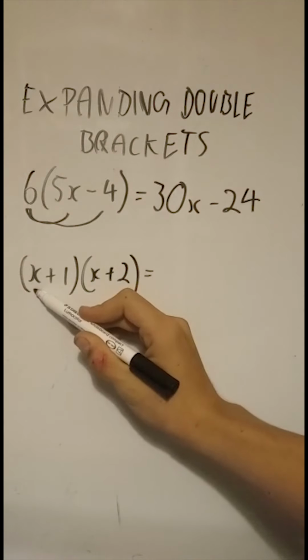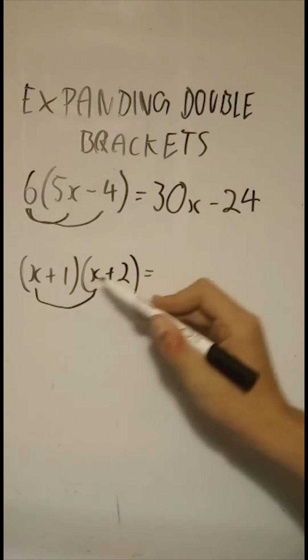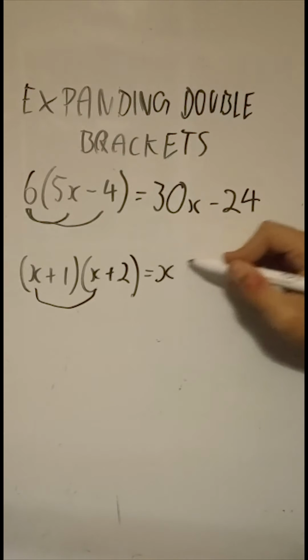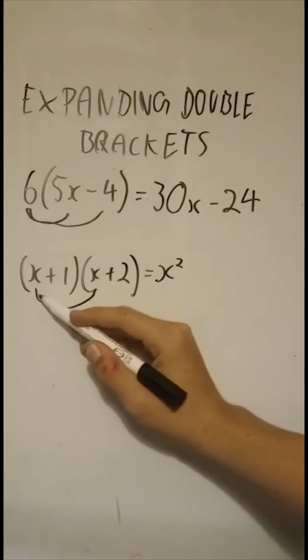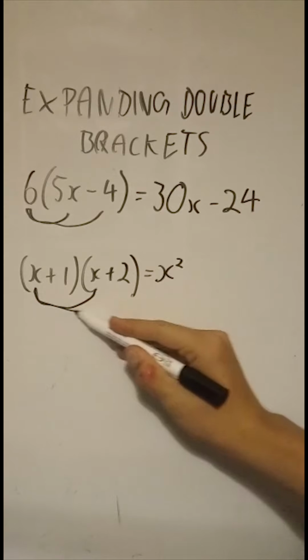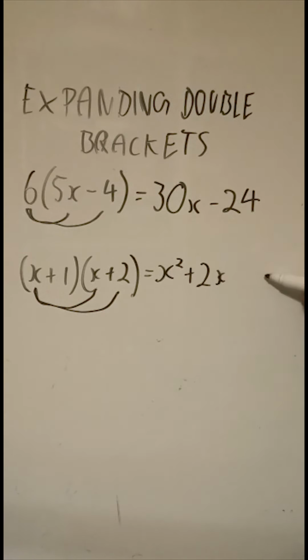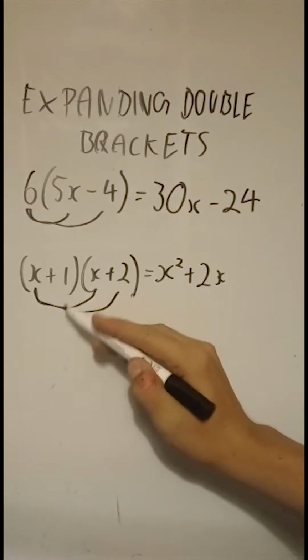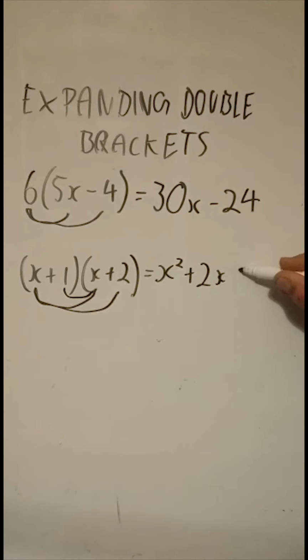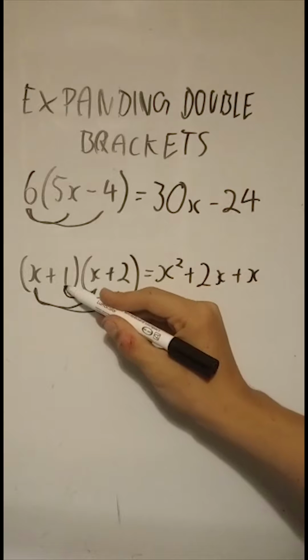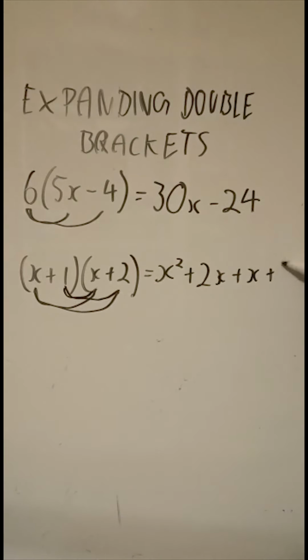We take this first term, we multiply it by the second first term. X times x is x squared. We take this first term, we multiply it by the second term of the second bracket, which gives us 2x. We repeat this for this second term. 1 times x is x, and 1 times 2 is 2.